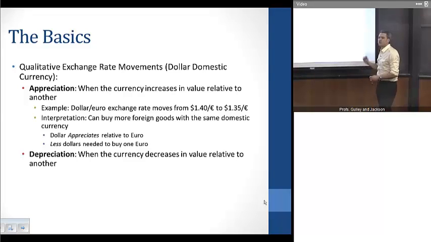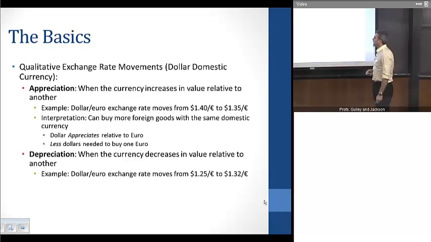We can have the depreciation, which is going to be the exact opposite. So that's when a currency decreases in value relative to another currency. In this case, suppose we have the dollar-euro exchange rate moving from $1.25 per euro to $1.32 per euro. Okay.